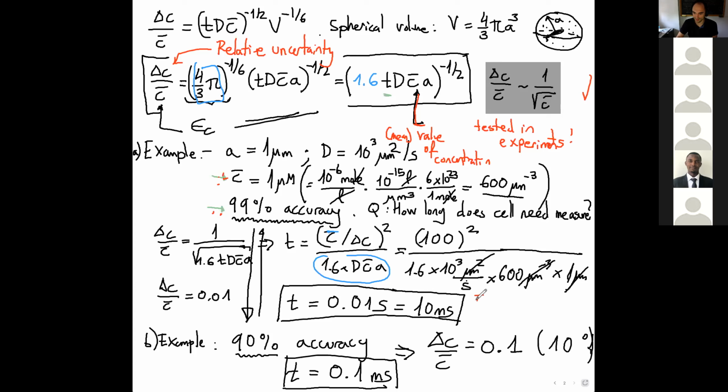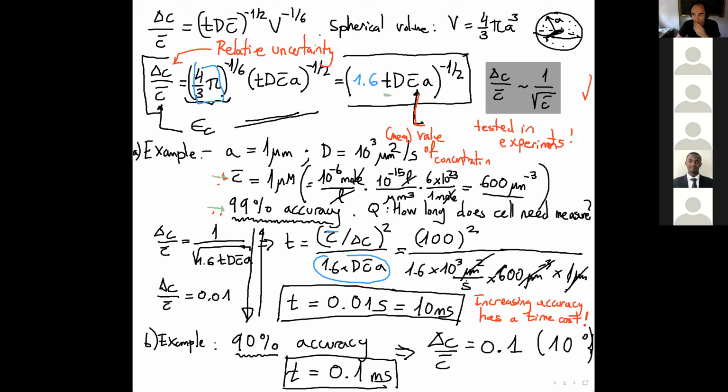increasing the accuracy has a time cost, as we expected. You need to take more information in order to be more precise, right? So this was the first model. There's a second model, which is, I think, more beautiful, but also a bit more complicated to solve, which is discussed in the paper. They call it the perfect instrument.